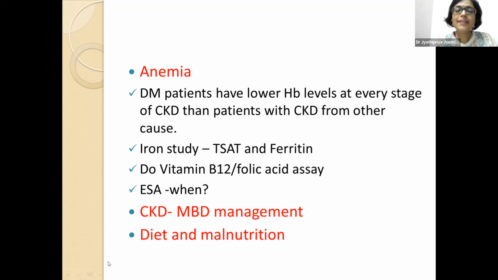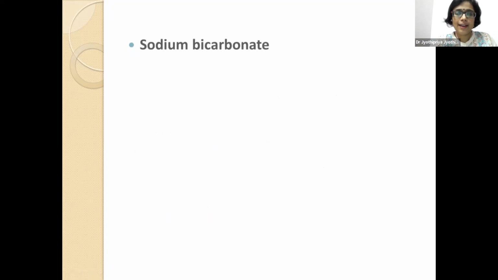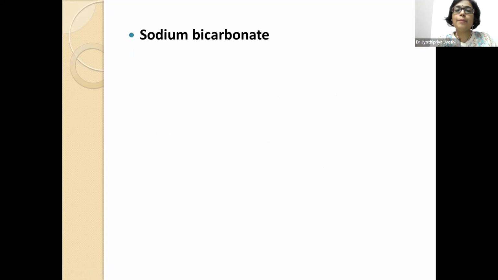Diet and malnutrition must be emphasized. Diabetic CKD patients, when they go into an advanced CKD, have an increased tendency towards malnutrition. They can become malnourished, cachexic. So our dietary restrictions should not push them to malnutrition, and we have to assess the nutrition status regularly. Then regarding the continuation of sodium bicarbonate, this is helpful in tackling the metabolic acidosis, and from the early stage of CKD itself, we have to start supplementing with bicarbonate.